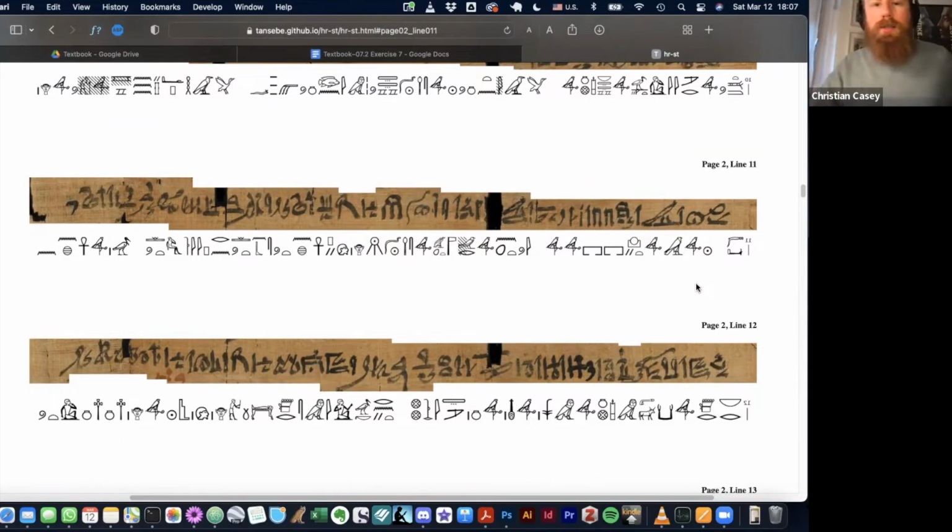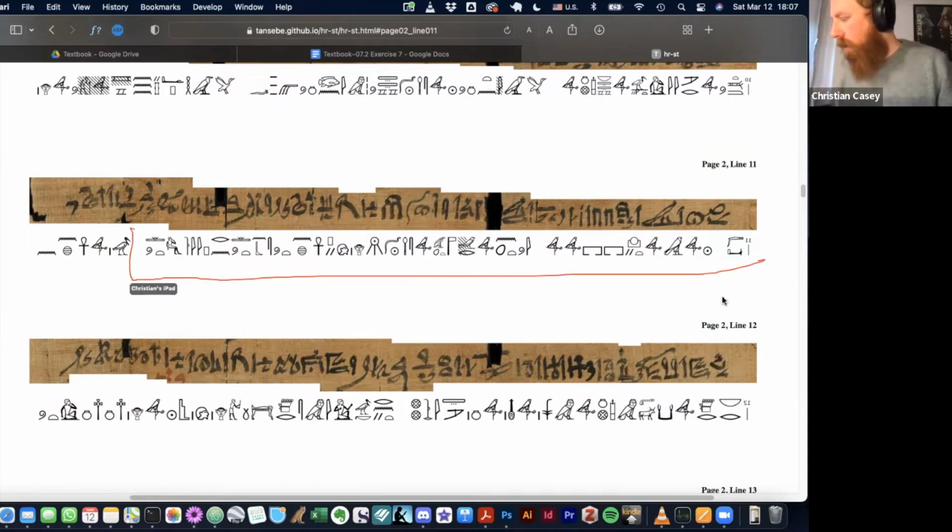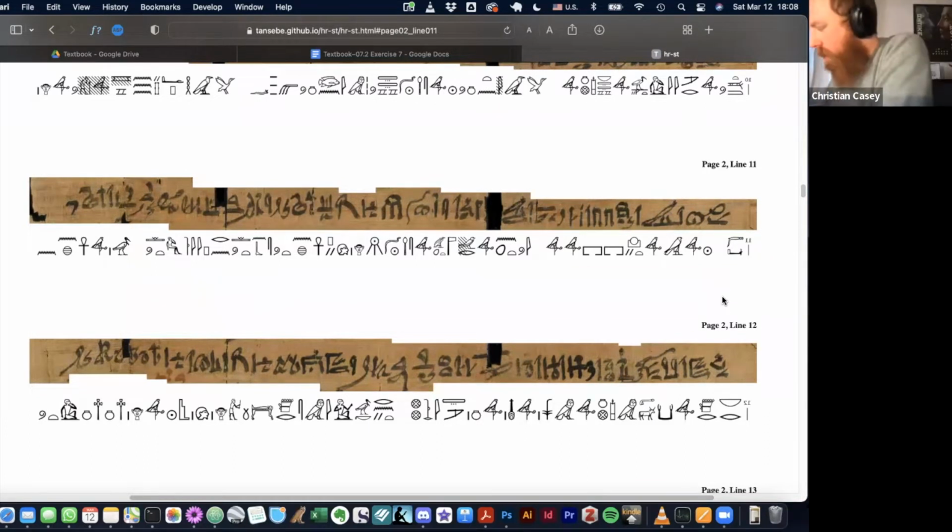Okay, so last time we read all the way to here, I think, but we didn't actually get to the hieratic. We kind of quickly went through the previous line and just matched things up.